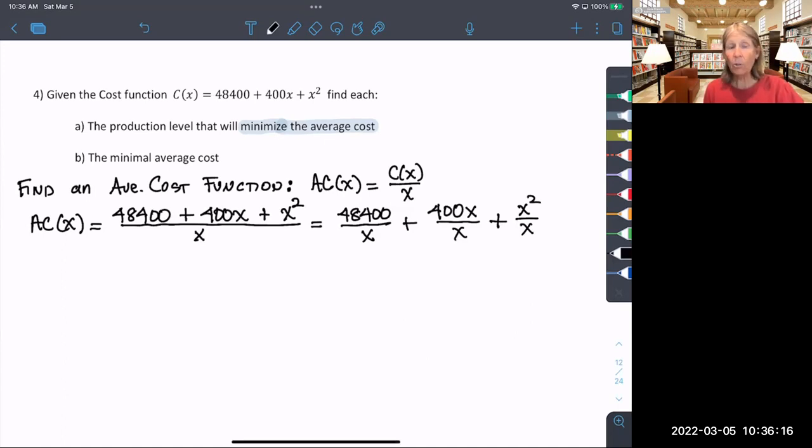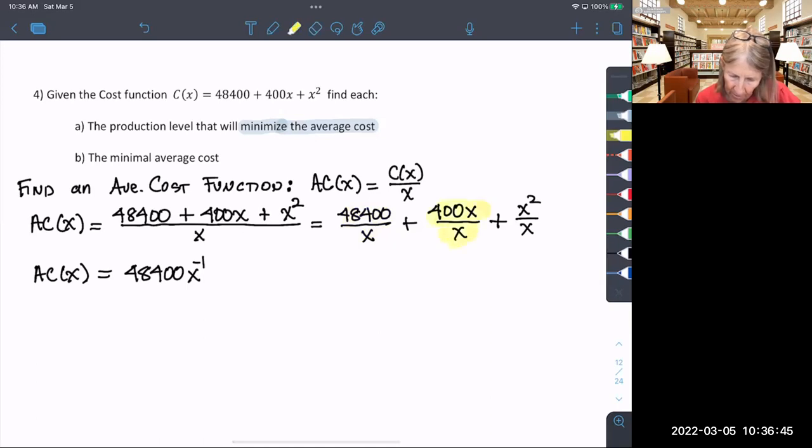Okay. So again, the only thing I'm trying to do now is get the function that I'm going to use to optimize. So let me write my average cost function, AC of X. Now this term here, 48,400 over X, because I know I have to do the derivative of it soon, let's write it this way, 48,400 X to the -1. Let's bring that X up. And then the second term here, let's just cancel the X's. So that will just be 400. And then of course, the last term, X squared divided by X, that's just X.